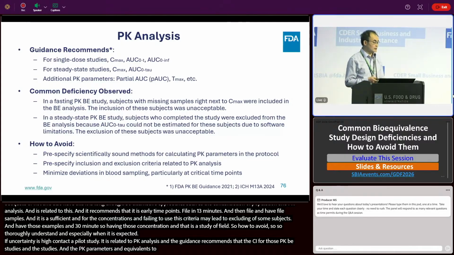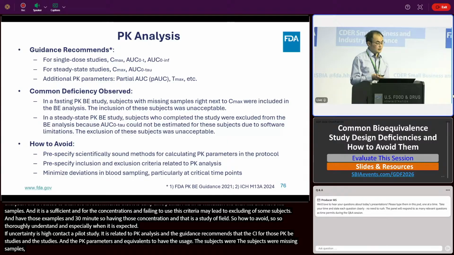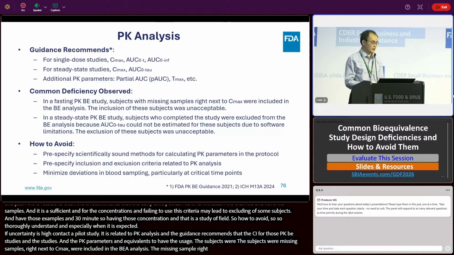First one is in a fasting PK BE study, where subjects with missing samples right next to Cmax were included in the BE analysis. The inclusion of these subjects was not acceptable because with missing samples right next to the Cmax, the Cmax estimate is not accurate. We don't know whether Cmax is the measured Cmax or actually from the missing samples. So usually that will lead to the exclusion of that subject from the BE analysis.